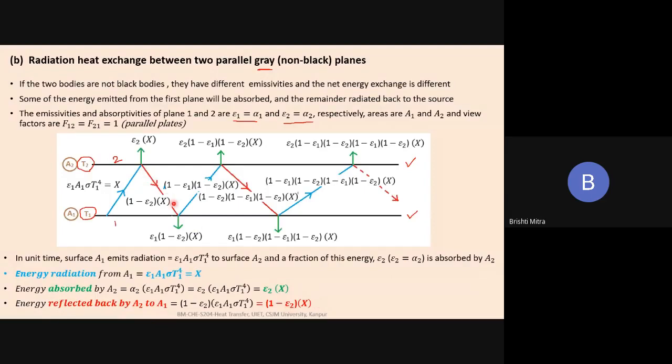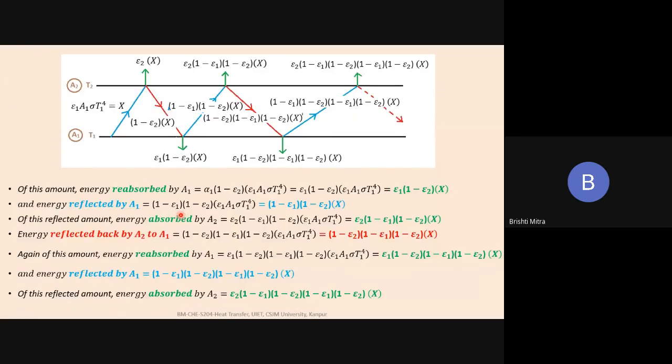So once this falls on the, again, which plate is this? This is now getting reflected from plate 2 and it's falling on plate 1. So what happens after that? Let's see. Once it falls on plate 1, again, part of that energy will be absorbed and part will be reflected back.